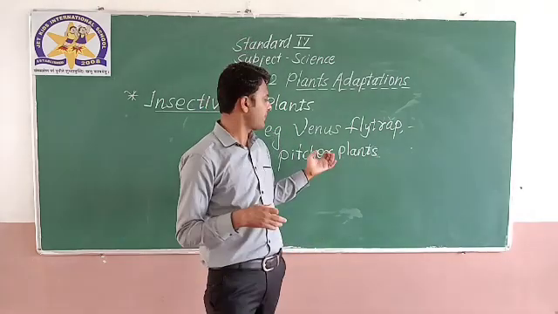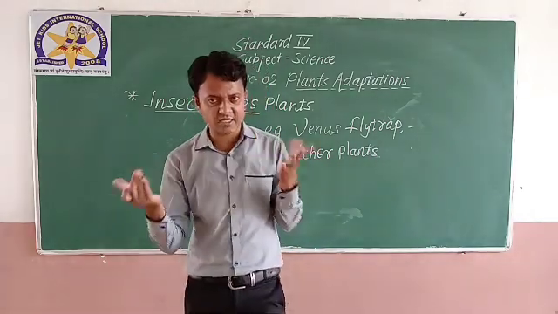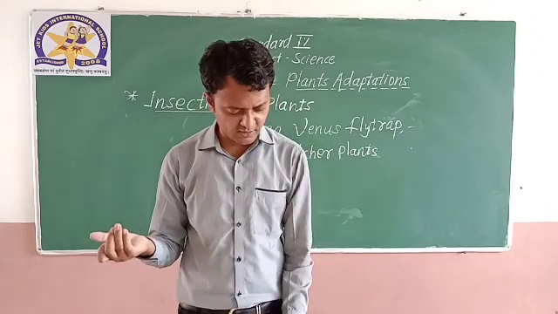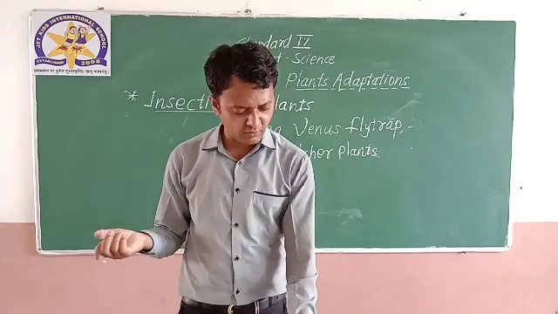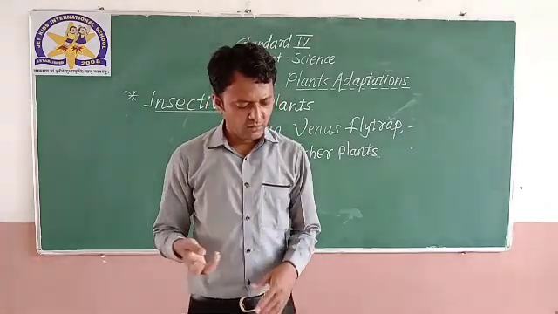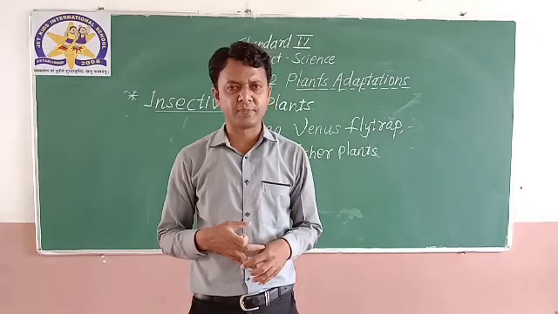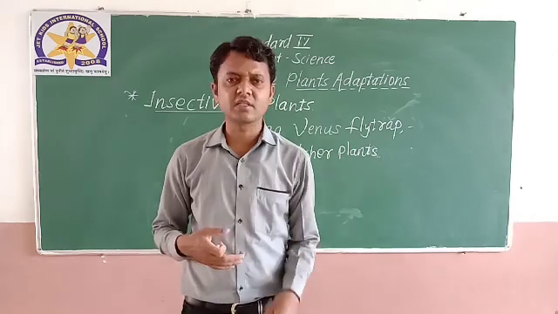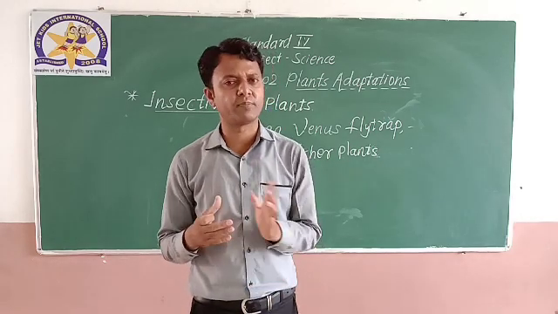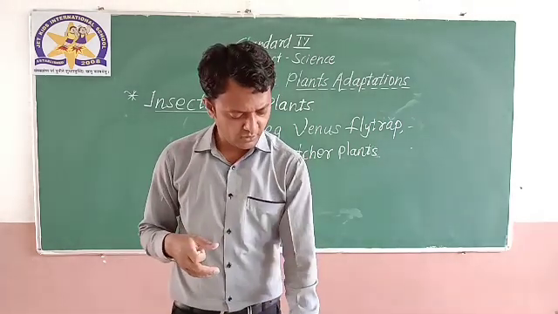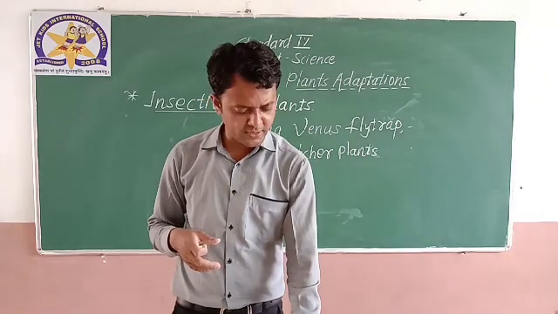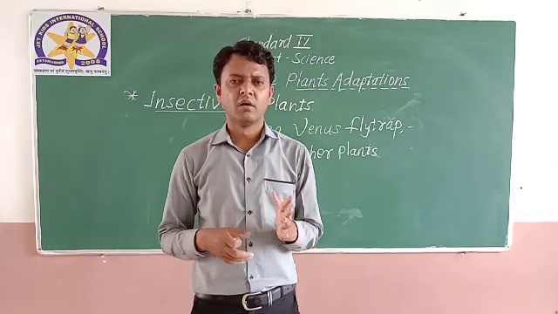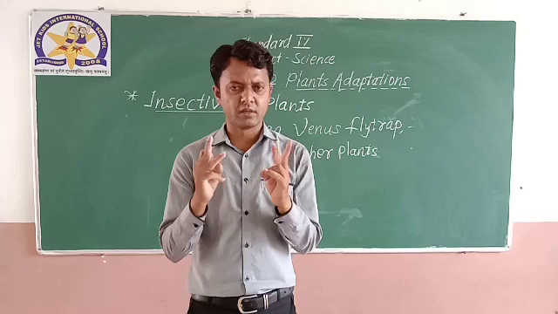Let us talk about the pitcher plant. The pitcher plant has a pitcher-like structure. The plant is shaped like a pitcher, obviously, and it secretes a slippery substance on the edge of the pitcher. Due to this slippery substance, see, the Venus flytrap has two lobes.